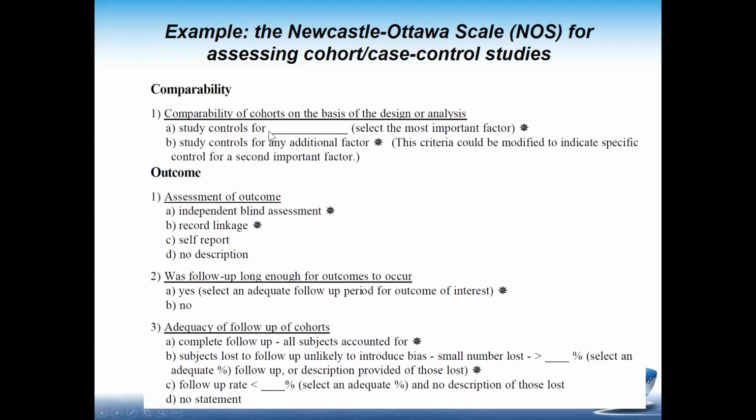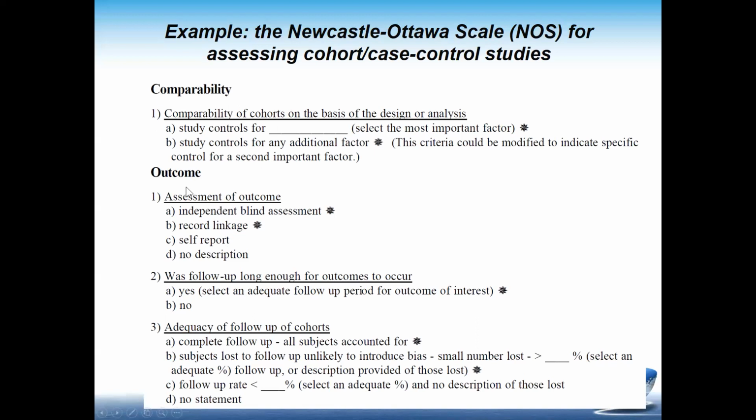So to answer this question, first, you need to examine whether the primary study controls for some of the most important factors, for example, age, sex. And then the second part is whether the study also controls other important confounders. If yes, if the study tries its best and controlled for maybe more than 10 or 20 confounders, then you can give 2 asterisks to this component.